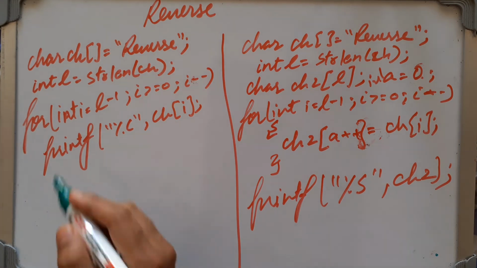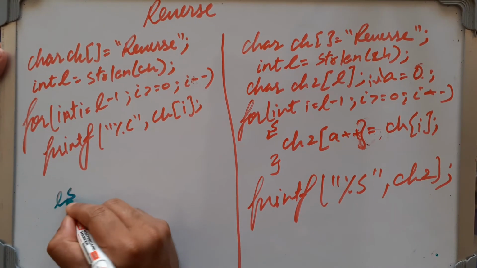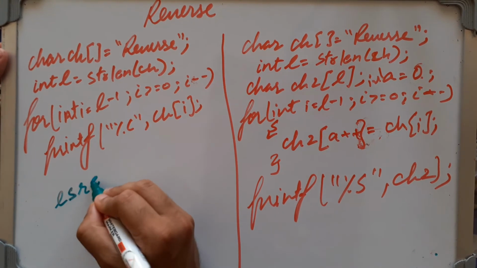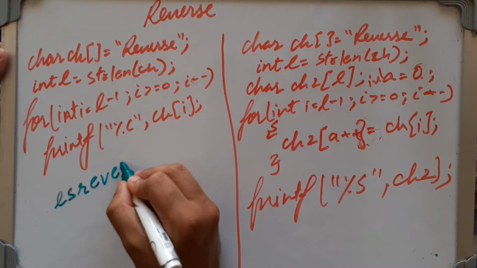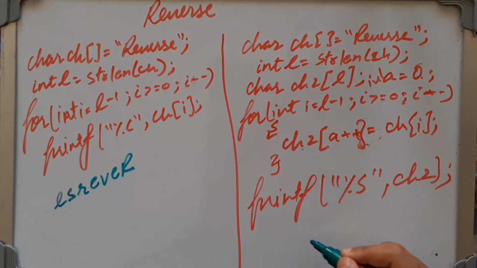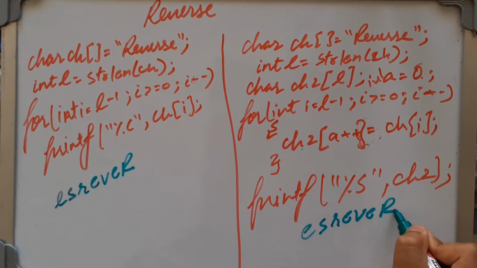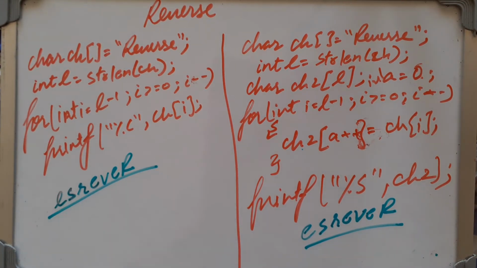Okay guys, these two methods are there, and now I will tell you how these two methods will be working. First will work like it will start from the last, obviously: E S R E V E R. First it will store these characters in this reverse, and it will also print like E S R E V E R. Both will print in reverse order.